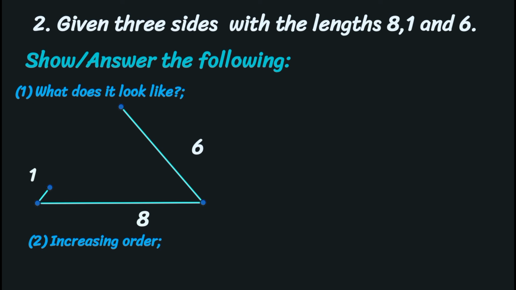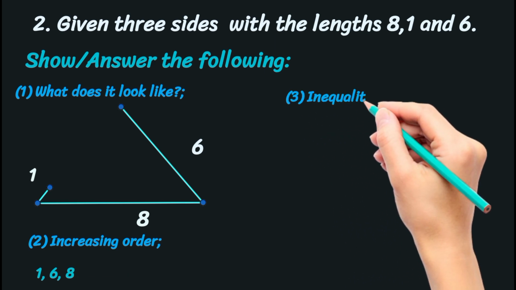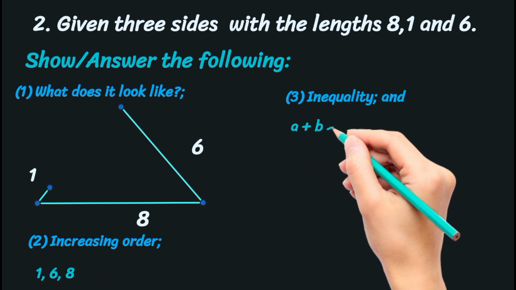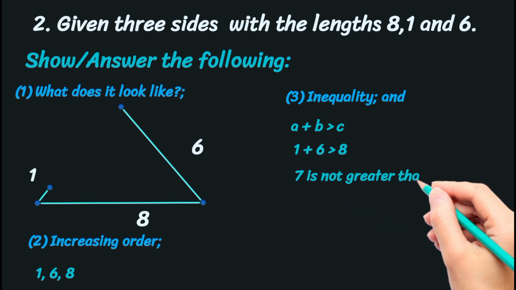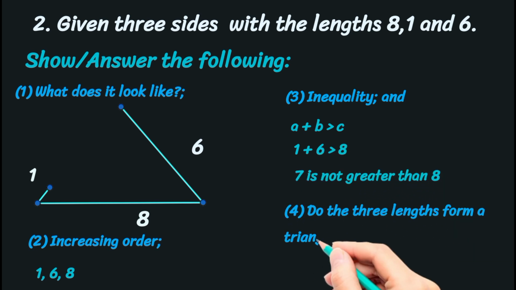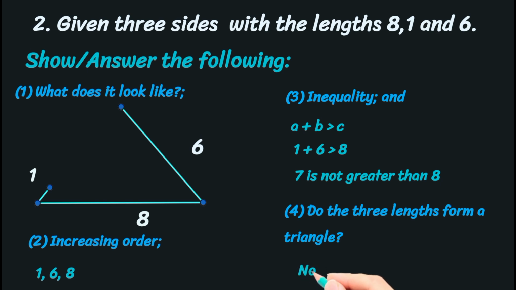So here the order for question 2 is 1, 6, and 8. We do it because we want to show that A plus B is greater than C. But in number 3, we prove that this is not correct. That's why this is not a triangle.